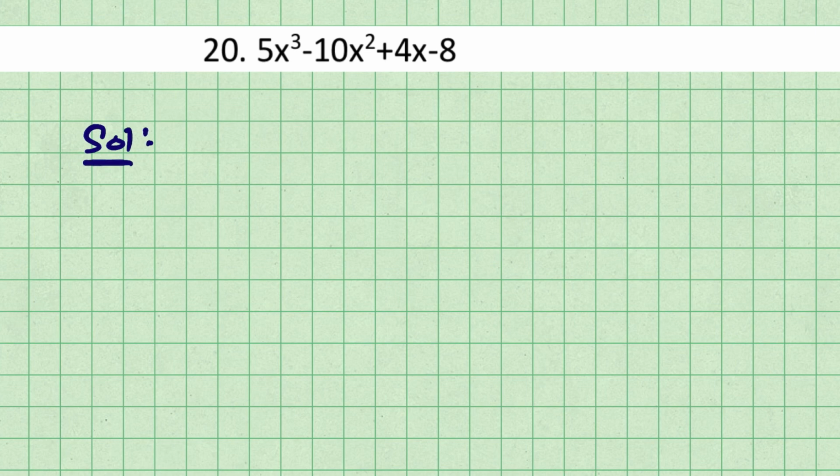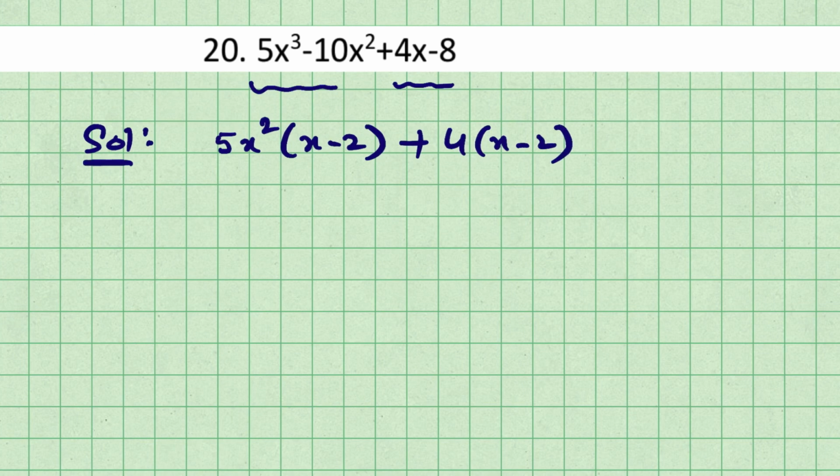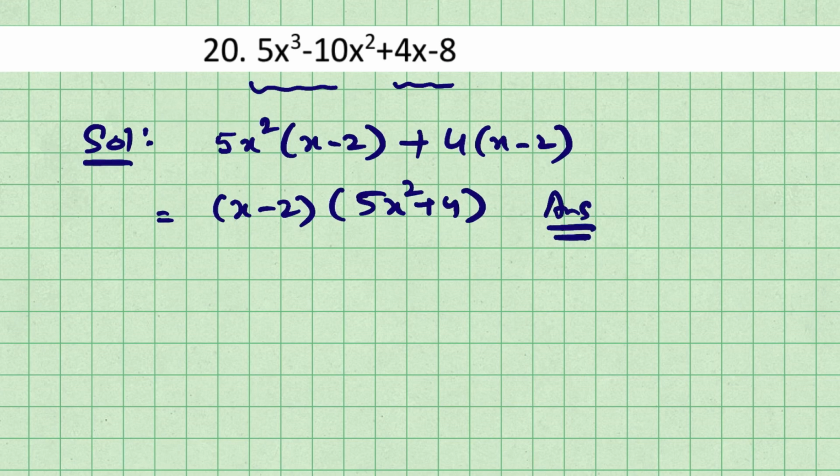And now we come to the final question. This is pretty straightforward. I notice 5 and 10. So if I take 5, then I'll get 1 minus 2. Here also 4 is common. If I take 4 common, then I'll get 1 minus 2. So I think we can take common in the first two terms. 5x square is common, so x minus 2 will be left. In the last two terms again, 4 is common, I take it out, so therefore x minus 2 will be left. Therefore the final answer will be x minus 2 into 5x square plus 4. That is the final answer. This was pretty straightforward.